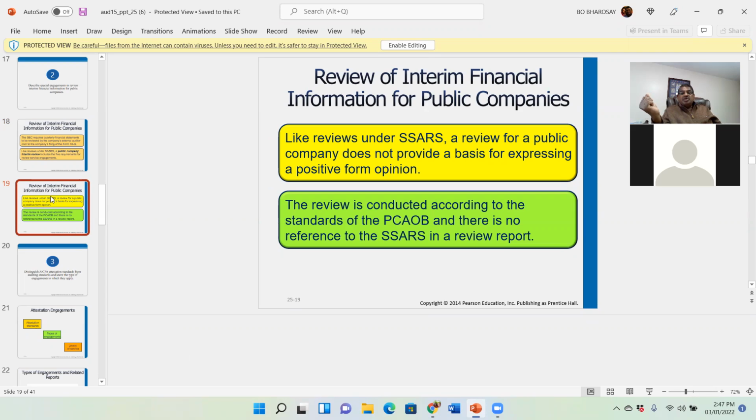Like reviews under SSARS, a review for a public company does not provide a basis for expressing a positive form of opinion. The review is conducted in accordance with the standards of the PCAOB, and there is no reference to the SSARS in the review report. Now, these standards we are not going to learn in this course, but if we are doing a course on SEC accounting, which you may do in a graduate accounting class, then we're going to talk about some of this.